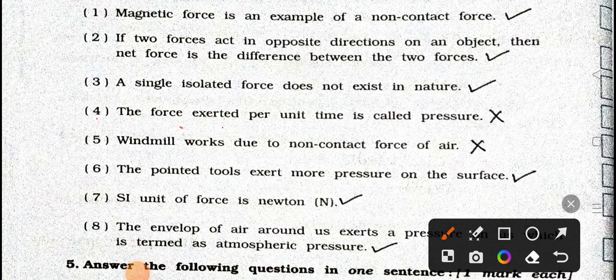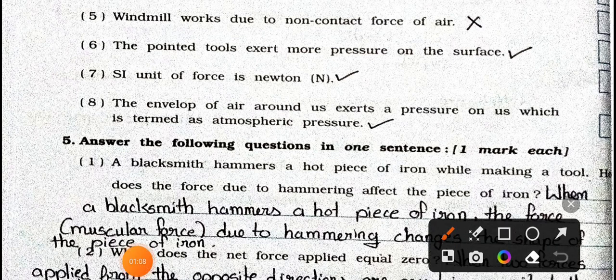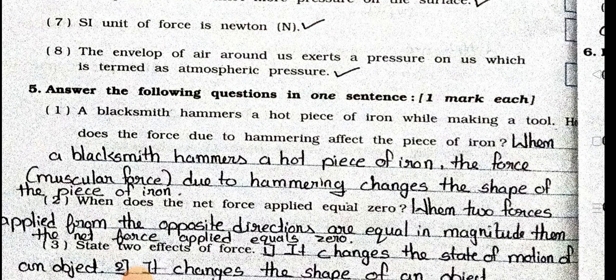Number 4. The force exerted per unit time is called pressure. False. Number 5. Windmill works due to non-contact force of air. False. Number 6. The pointed tools exert more pressure on the surface. True. Number 7. SI unit of force is Newton. True. Number 8. The envelope of air around us exerts a pressure on us which is termed as atmospheric pressure. True.